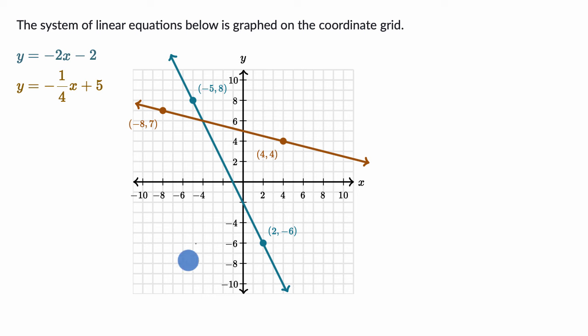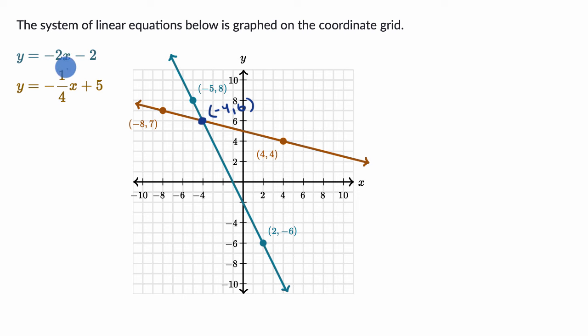All right, now when I visually inspect it, it looks like this point right over here is on both lines. And if I eyeball it, that looks like the point x is equal to negative 4 and y is equal to 6. So negative 4, 6. But let's verify that that indeed is a point on both of these lines.